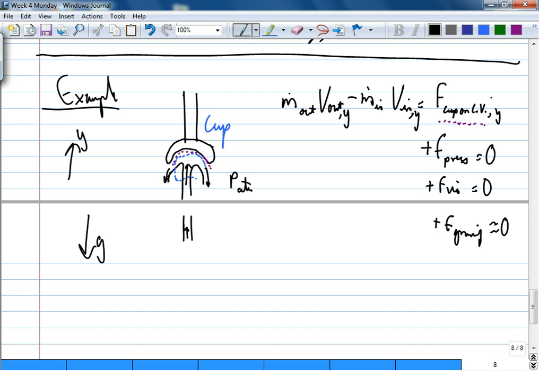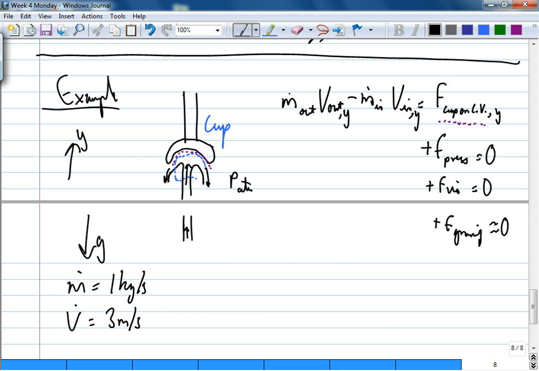So let's see this one. M dot, let's say M dot is equal to 1 kilogram per second. Velocity is equal to maybe 3 meters per second.